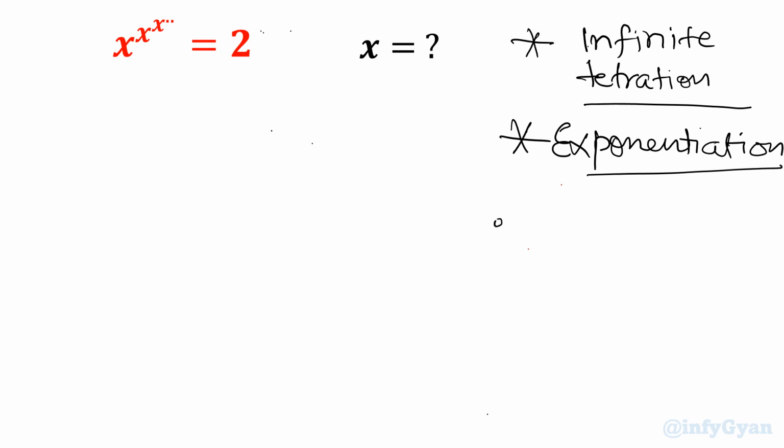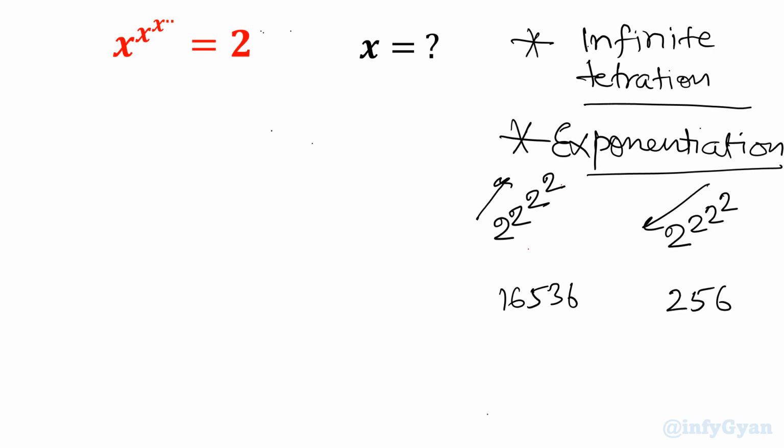If I ask you 2 raised to the power 2 raised to the power 2 raised to the power 2, and ask you the top down approach and the bottom up approach, then you will get one answer as 65536 and another as 256. So both answers should match, but they are not matching. That will come from the exponentiation concept we will learn. Before that, let us solve this question.